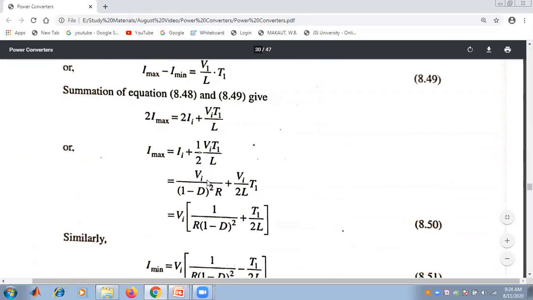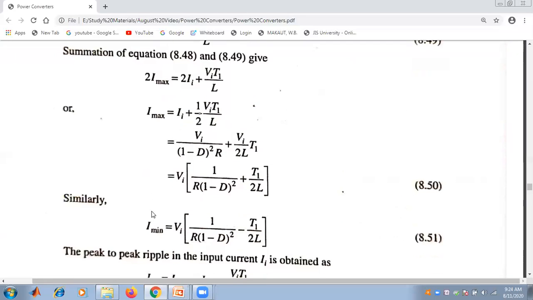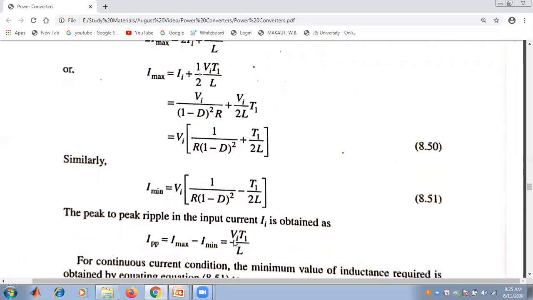putting those values in this equation, we will get I max equal to Vi by (1 minus D) whole square into R plus Vi by 2L into T1. If I take the Vi common, that is Vi into [1 by R into (1 minus D) whole square plus T1 by 2L]. This is the value of I max, and the I min will be found in the same way, that is I min equal to Vi into [1 by R into (1 minus D) whole square minus T1 by 2L]. This is the maximum and the minimum value, I max and I min, that we have already found.